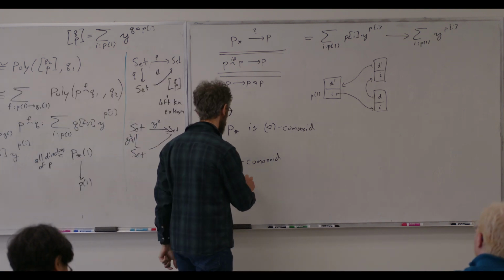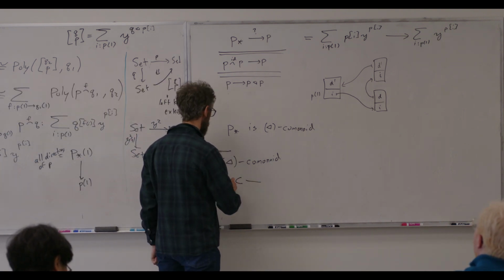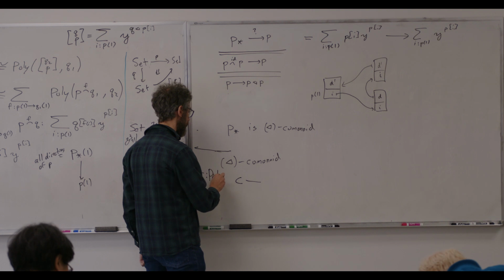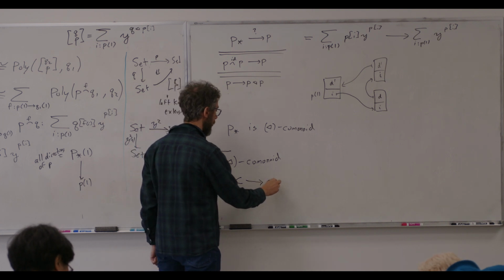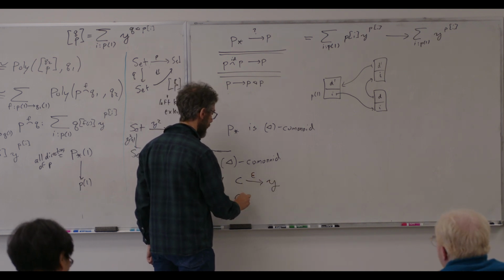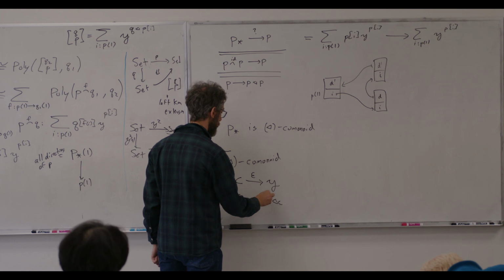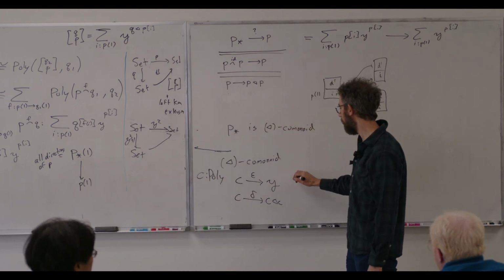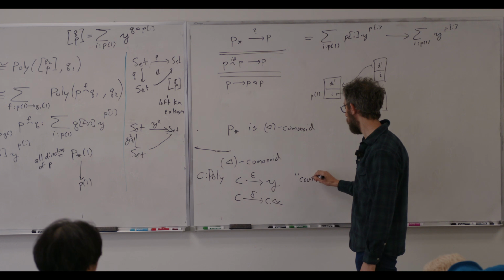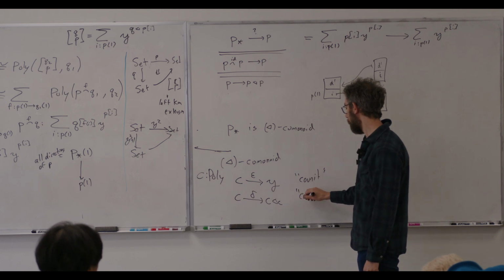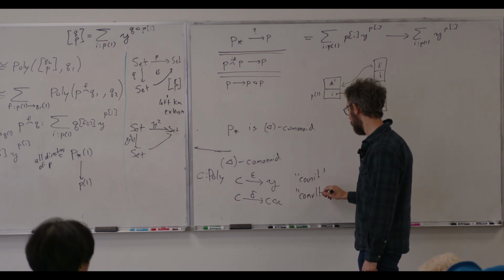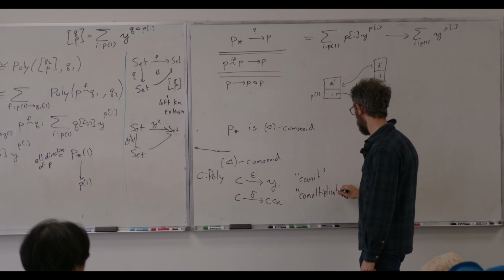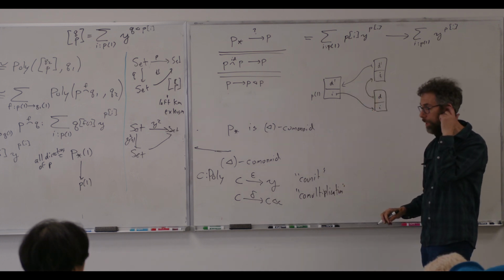A tricomonoid is a C in poly, a map from C to Y, that we'll call epsilon, and a map from C to C composed C, which we'll call delta. This one could be called co-unit, and this one is called co-multiplication. And as usual, they satisfy these laws.